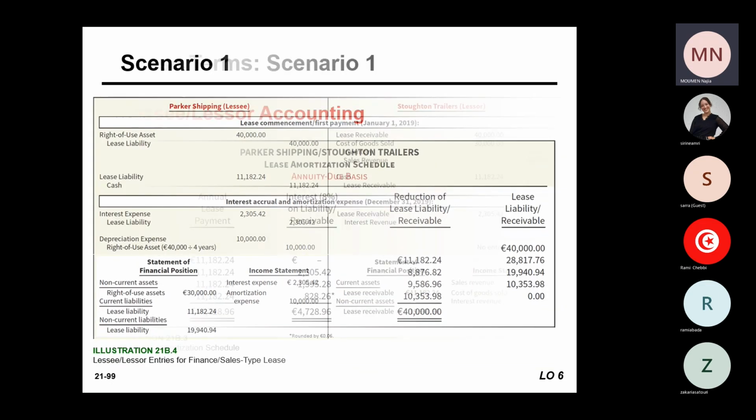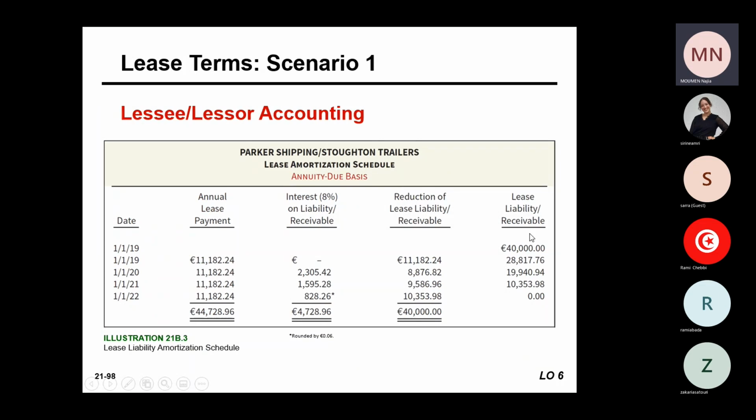Okay, so just go back to the carrying value at the first date, when the lease was signed, here it was 40,000 euro. The first payment was 11,182. Of course, there is no interest. Be careful, that's the first day when the lease was signed. So we don't have any accrued interest. So that's the entire amount that will be subtracted from the lease liability or receivable, so 28,870, that's the new carrying value.